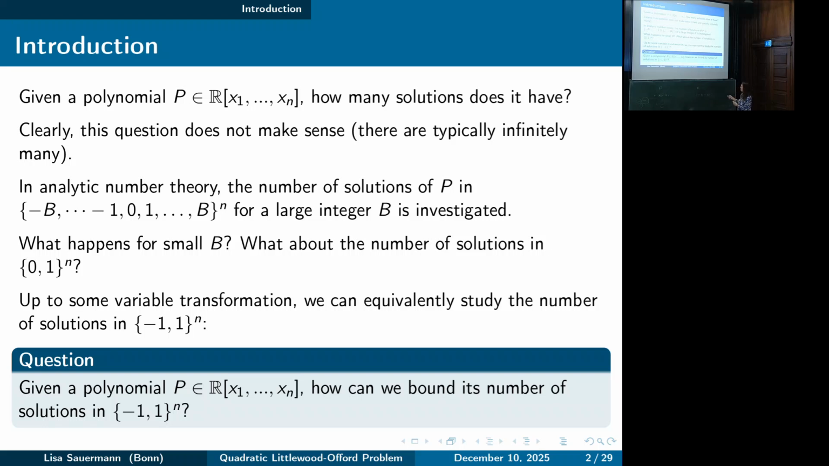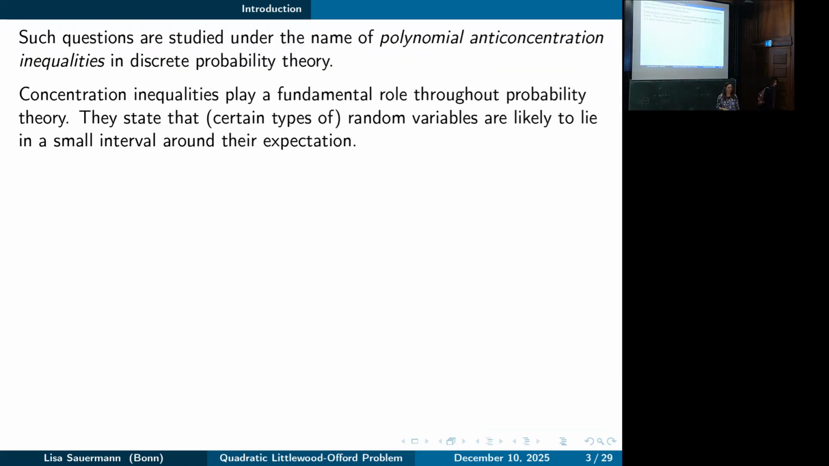And so now we do the opposite. We imagine n to be very large. We fix this very small box, this hypercube, and we take n to be very large, and then the question is, given such a polynomial in n variables, how can we bound the number of solutions on these hypercube vertices {-1, 1} to the n? That question is typically not studied in number theory, but instead in probability theory. Such questions are studied under the name of polynomial anti-concentration inequalities in discrete probability theory.